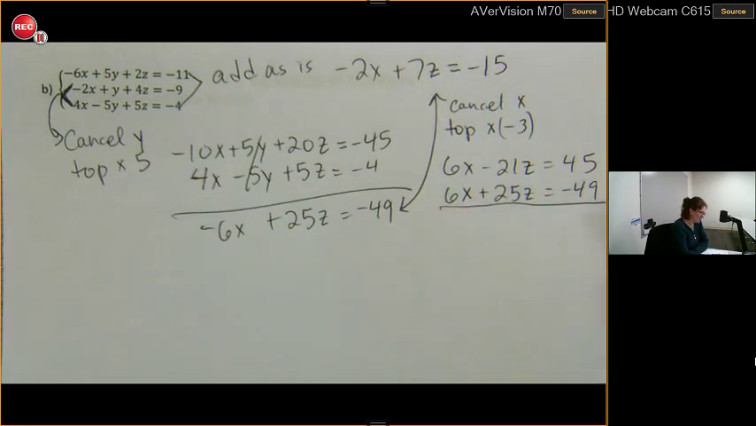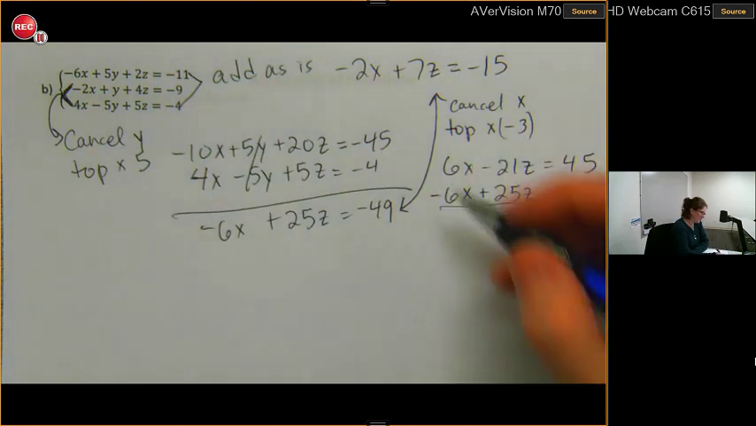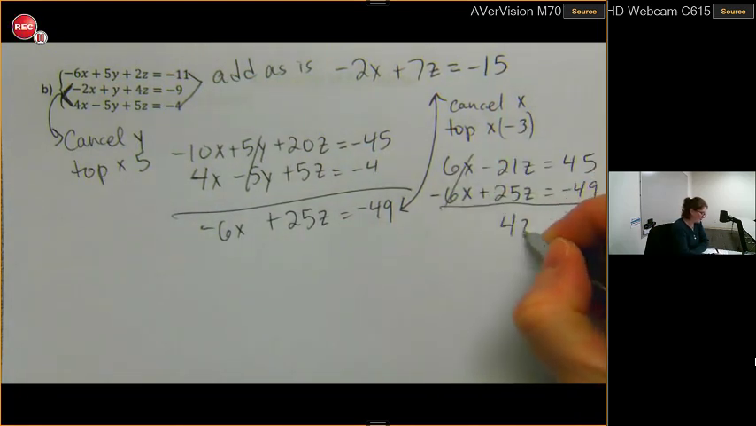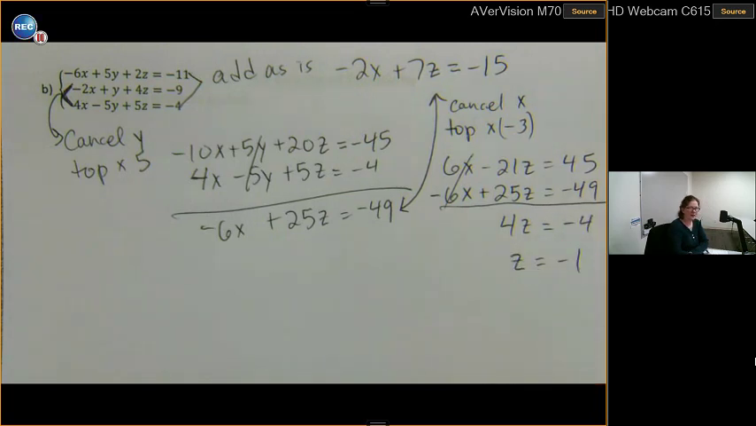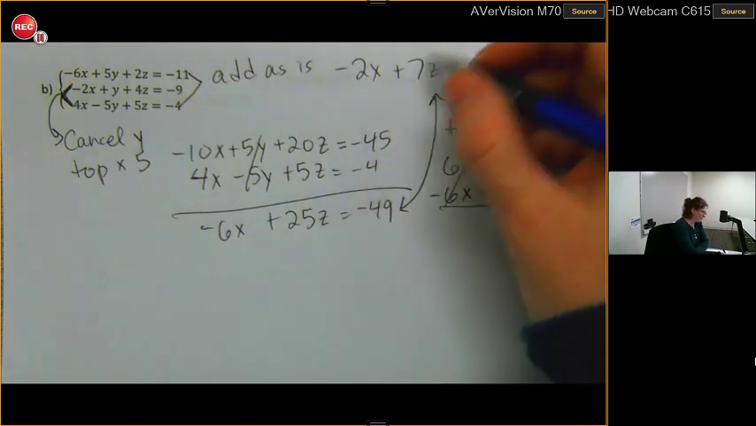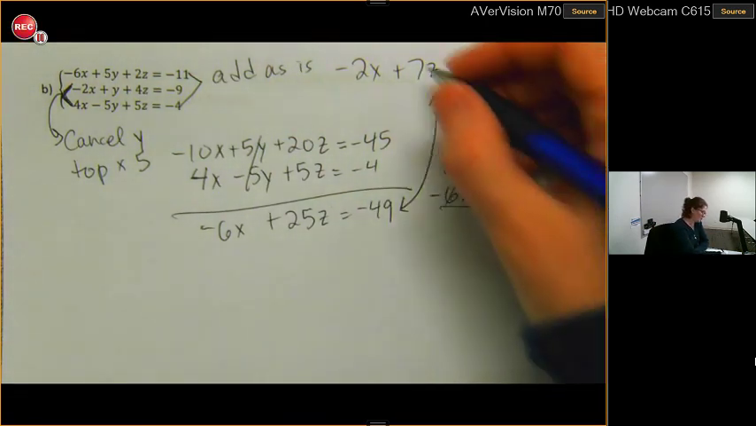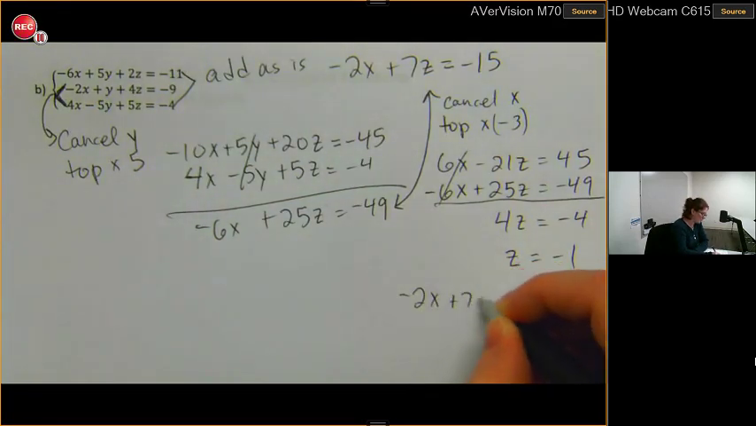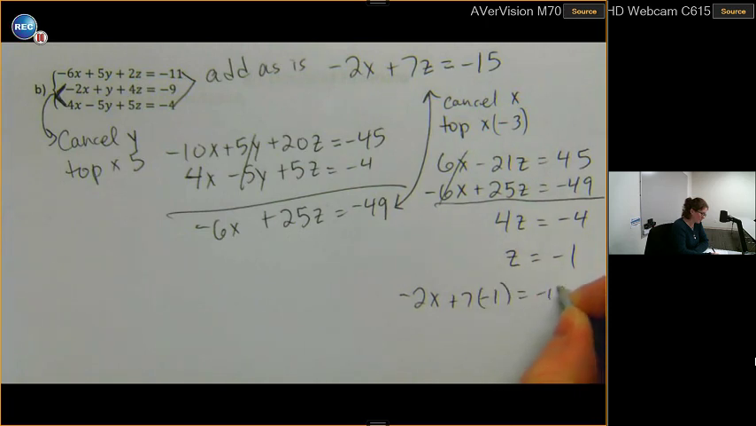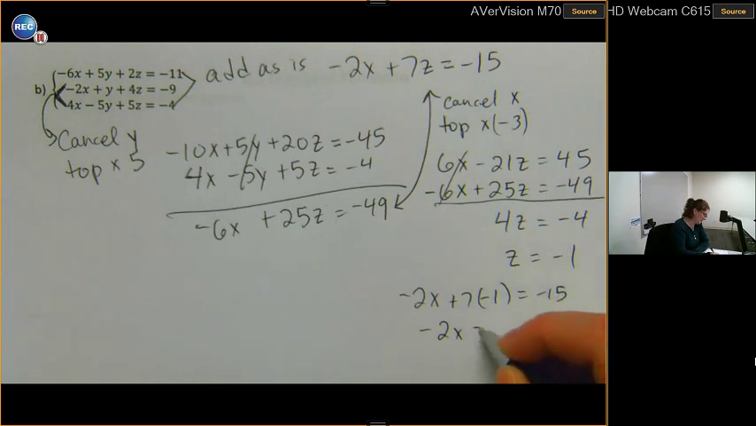So when I add them together, the x's cancel, and z equals negative 1. Take that, put it back into either of the xz equations. I'll just use this one up here because it's got smaller values. And solve this. That's negative 7. I'm going to add it to the other side and get negative 8. So x equals 4.